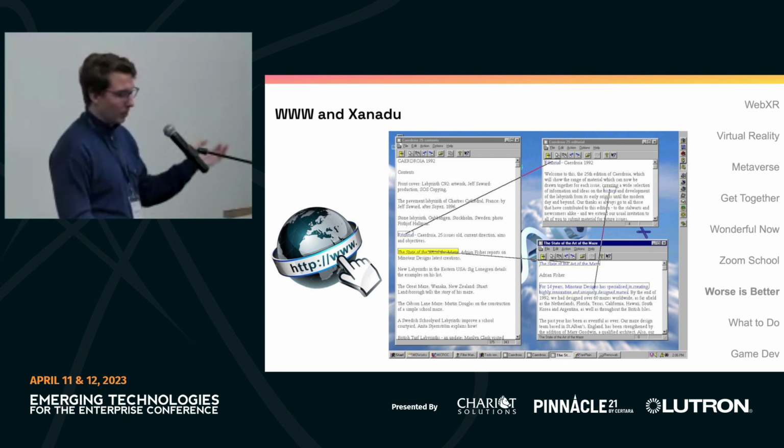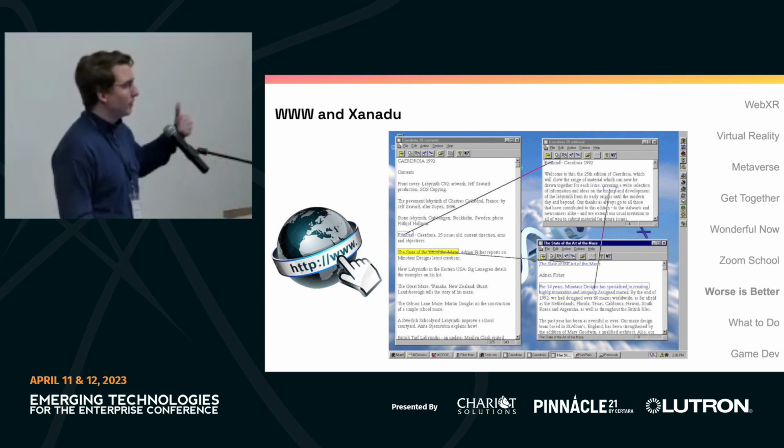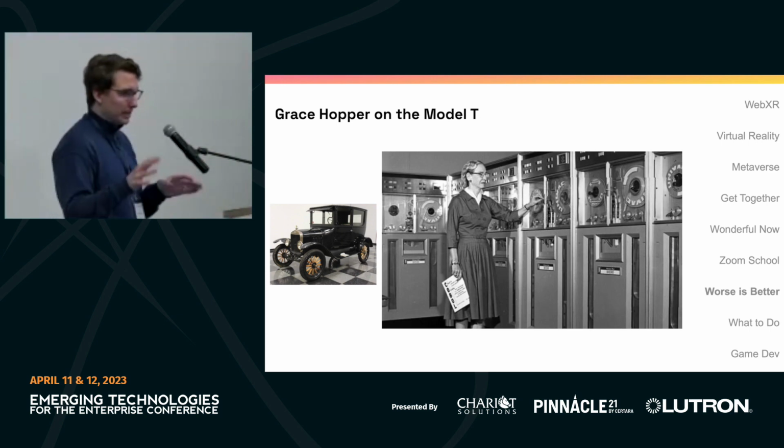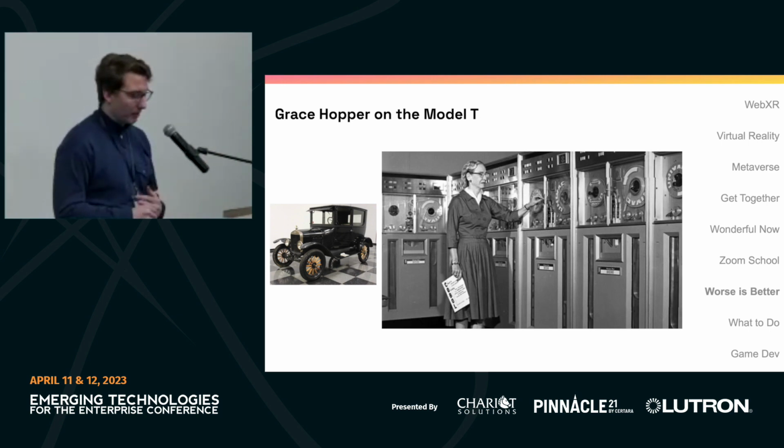And anyway, so this was the World Wide Web, and then the World Wide Web evolved over time. It was worse than Xanadu, but it was better at survival. So the last example of worse is better I'm going to take from Grace Hopper.